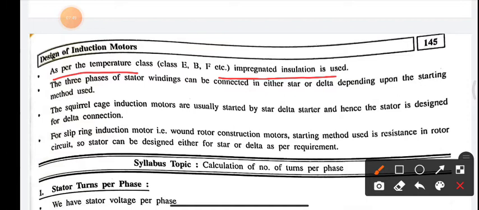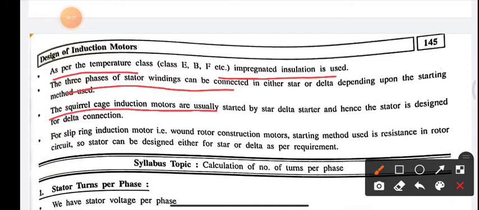Okay, and the temperature also: all the insulations have temperature limits, right? Beyond that they will not be able to sustain the temperature and they will melt down or be damaged. So based on the temperature, we have to select the type of insulation. The three phase stator windings are connected in either star or delta. As I said, the stator windings are housed in the stator core and they are connected in either star or delta depending upon the starting method. If you want a star delta starter, it will be connected that way. If you want another method, it will be connected as per the requirement.